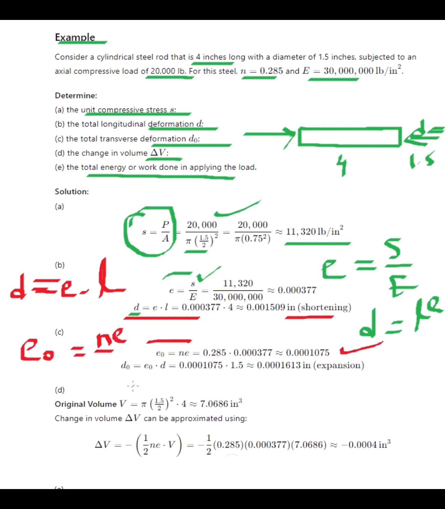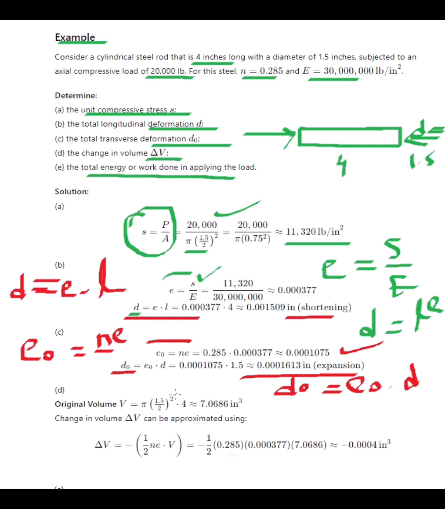We can calculate this. And D naught is the lateral change in dimension. D naught equals lateral strain into lateral dimension. The longitudinal dimension we put here, the same way, lateral strain into lateral dimension. So we can calculate the lateral dimension also, and the longitudinal dimension also.